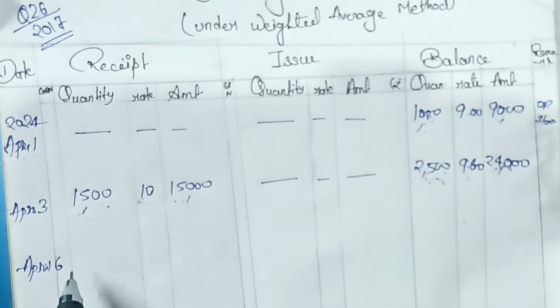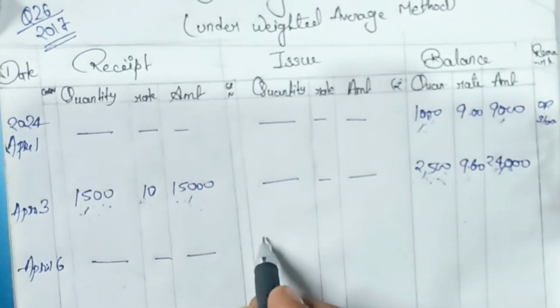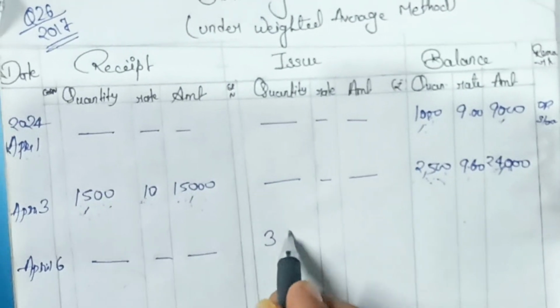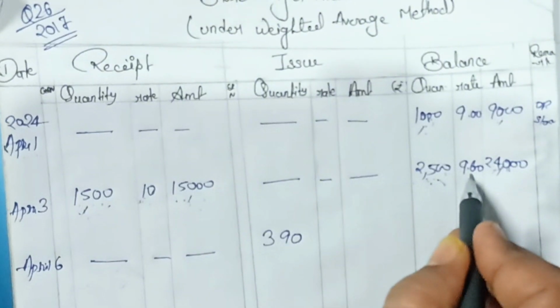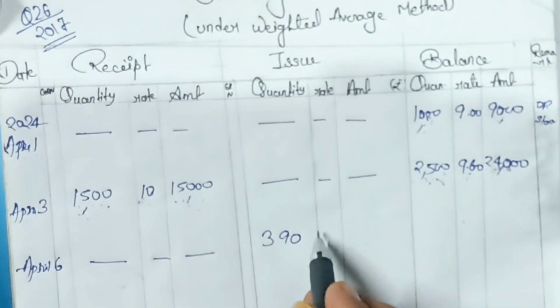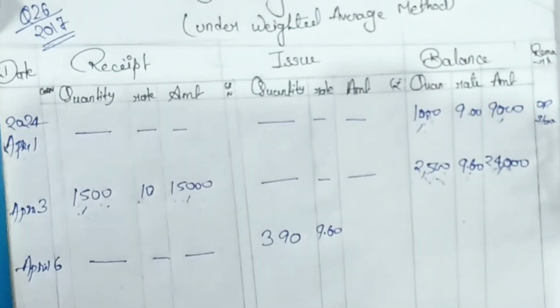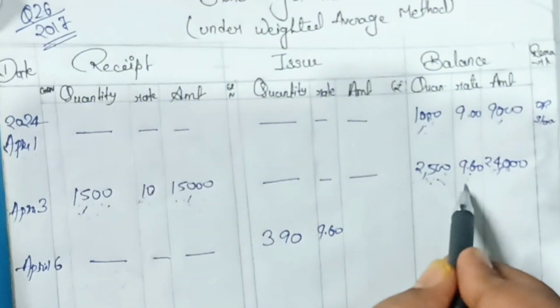Can you see it? April 6th, that is issue. So here dash dash dash issue. Issue means how much we have to issue? 390 units. What will be the rate? The same rate will be there. Rate of issue would be the rate of 9.60. It is not the simple average method. It is the weighted average method. This is your weighted average rate. This is called weighted average rate.